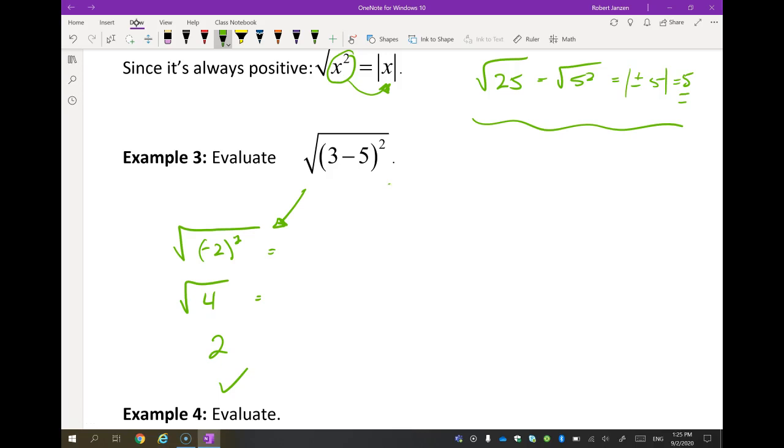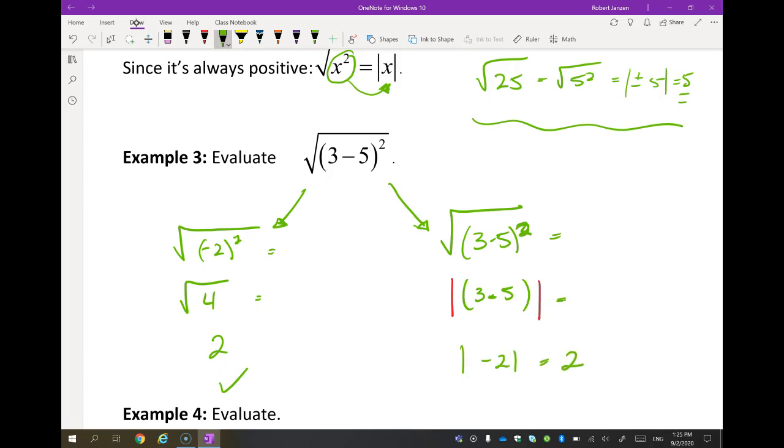But I also want you to consider this. When you have the square root of a square, a lot of times we say, oh, the square root cancels the square, and you end up with just 3 minus 5. This is actually true. You do end up with 3 minus 5. But I want you to remember that we always have to have a positive value come out of here. So you're going to get the absolute value of negative 2, which is 2.